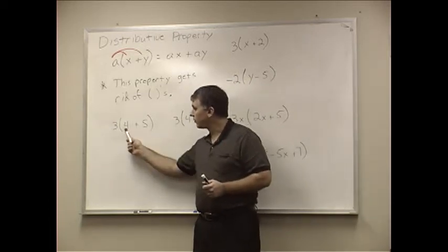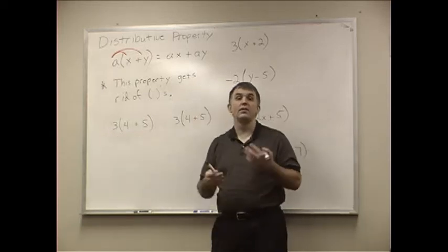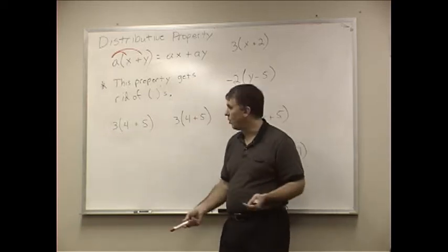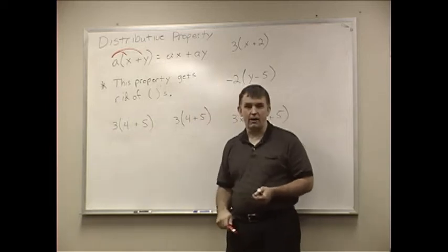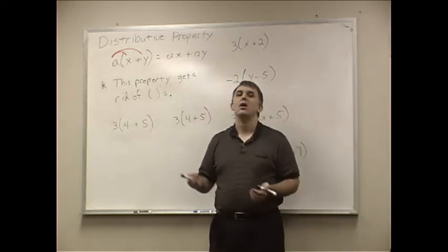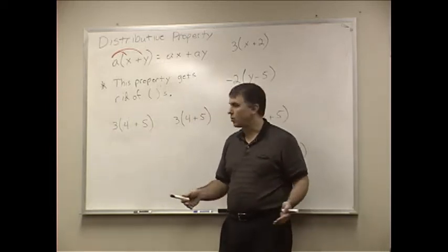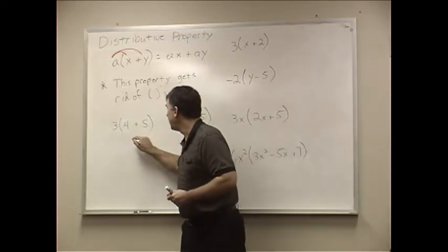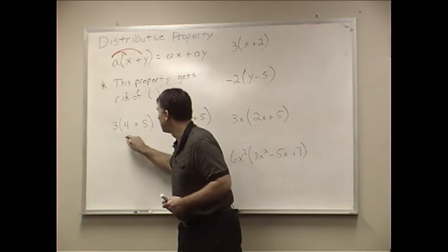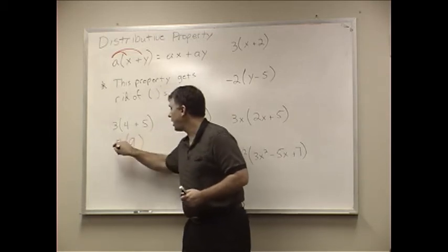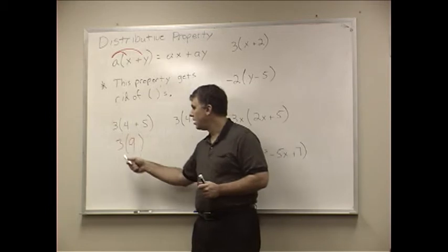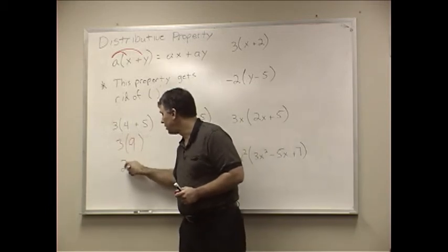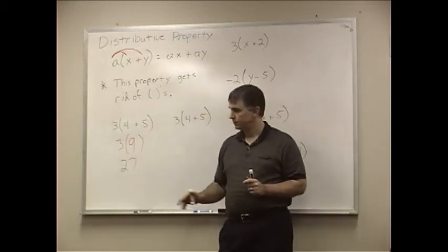If I wrote out one that we could physically get a number answer for, 3 times 4 plus 5, to solve that the normal way using order of operations, 4 plus 5 is 9. And then I would have to multiply by the 3. 3 times 9 is 27.